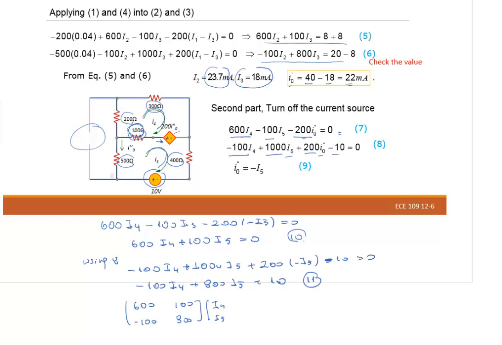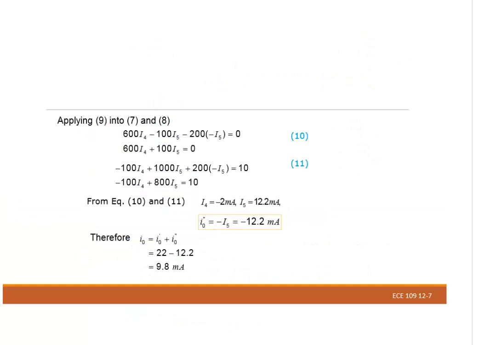I4 and I5 will be equal 0 and 10 right there. From here, we can find out the I4 and I5 values, then we can find I0 double prime. That is on the next slide. Actually, we have those equations right there, number 1, number 2 here. So in this case, I4 comes to negative 2 milliampere, I5 comes to 12.2 milliampere.